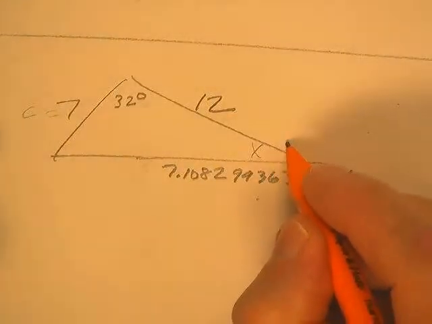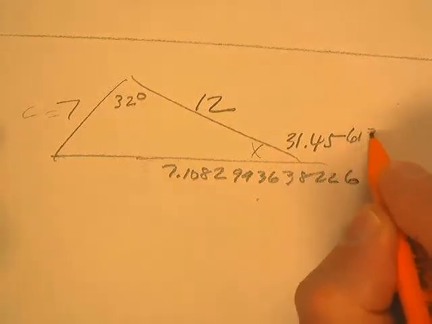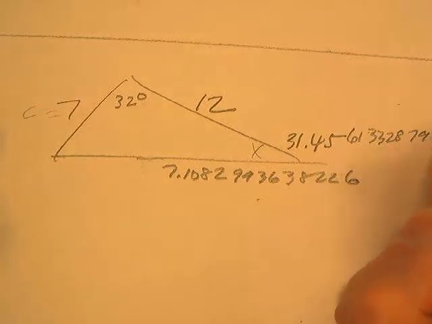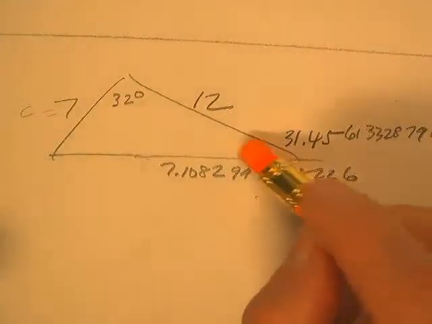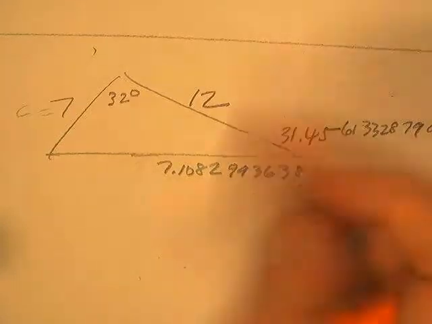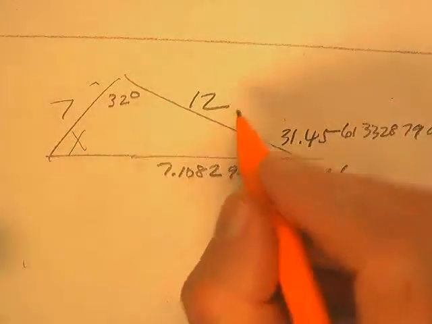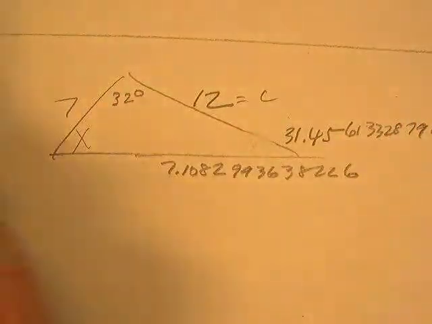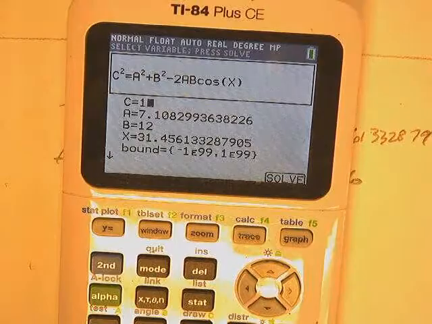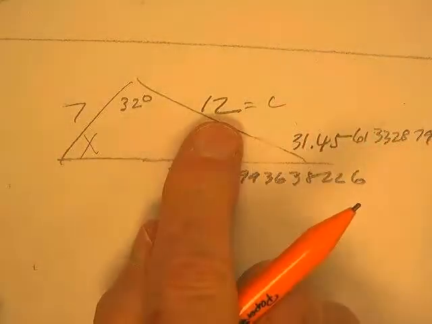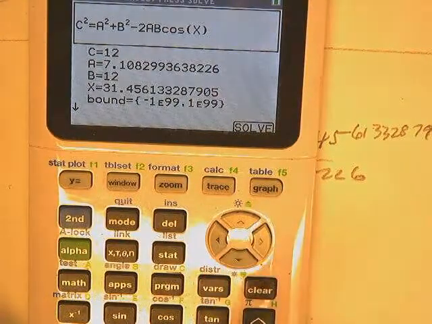So here's X. This angle out here is 31.456133287905. Like so. And now, you need to always write these lightly where you can just switch them around, because now this is going to be X and this one's going to be C. So now I want C to be 12. That's this side. And I'm going to leave that one alone. And I want this one to be 7.